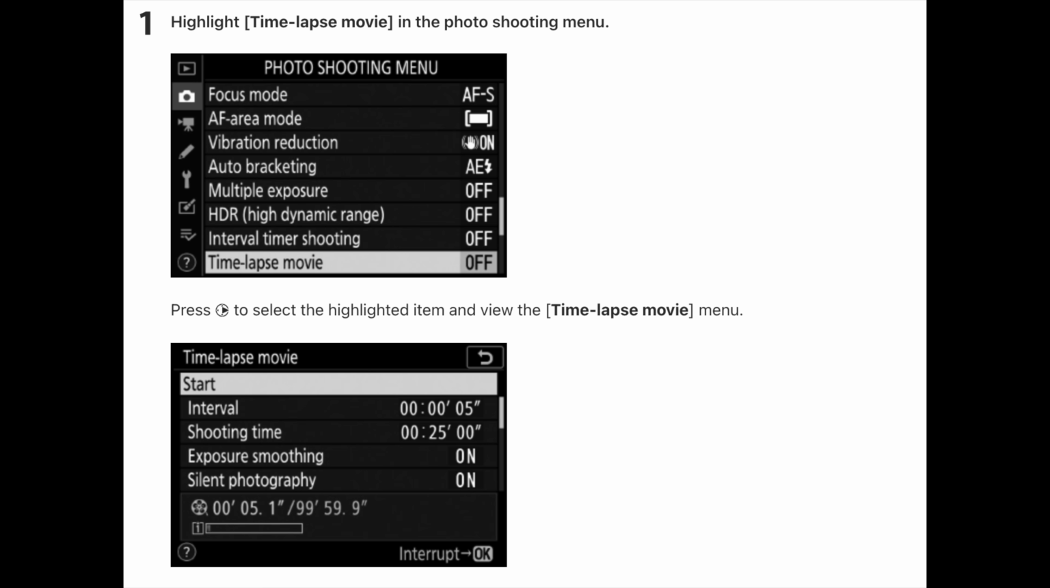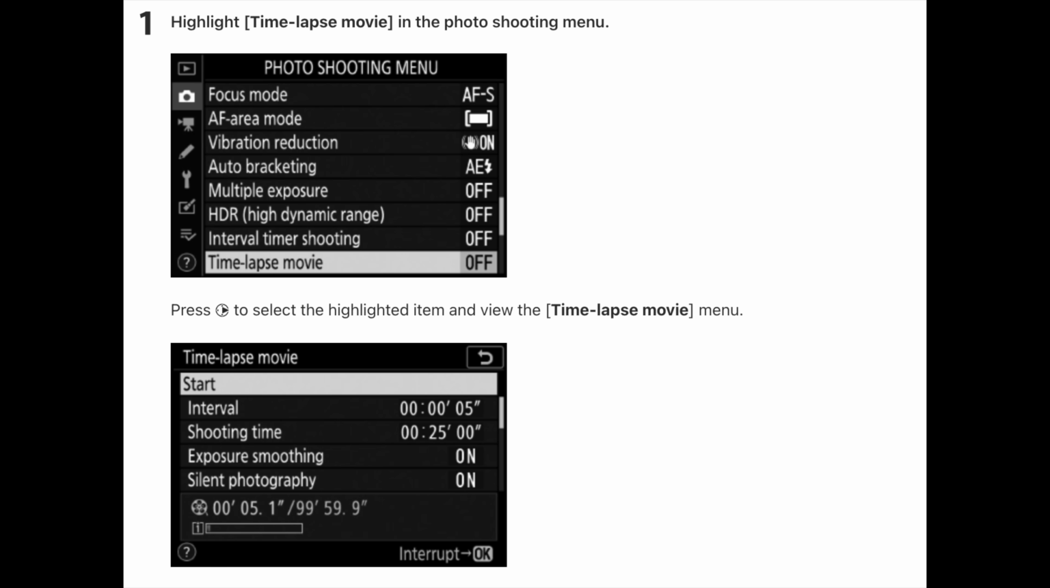Okay, I'm going to show you a quick run through on how to set up your camera for the time-lapse movie function. This is to shoot time lapses in camera so that when it is done shooting, you have a movie ready to go. You can share with friends, share on your social media, already made in camera.